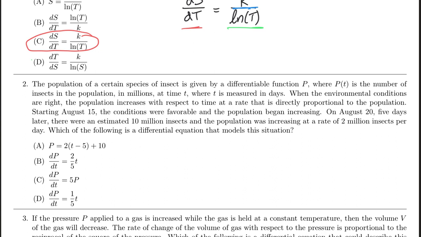So this one's going to be similar at the start. Again, there's a lot of information, but you can pause the video and read through it. I'll tell you the important bits. All right, so the important bit is the population increases with respect to time, and you can see "with respect to" is one of the important things, at a rate that is directly proportional to the population. All right, so that tells me that the derivative of the population with respect to time is directly proportional to the population.